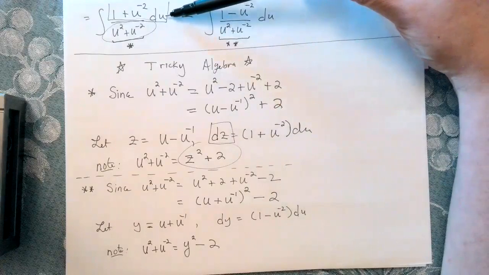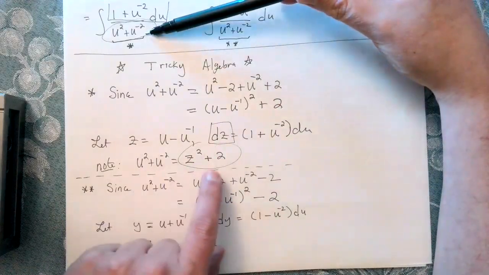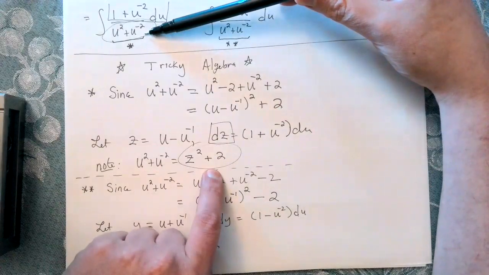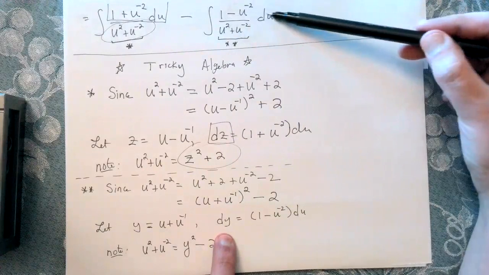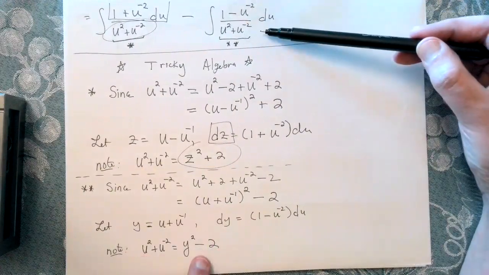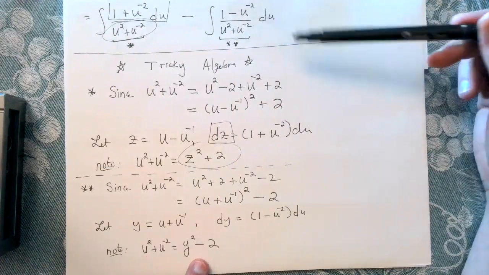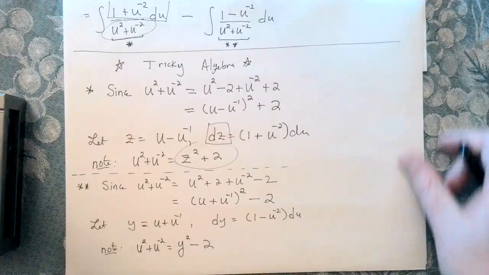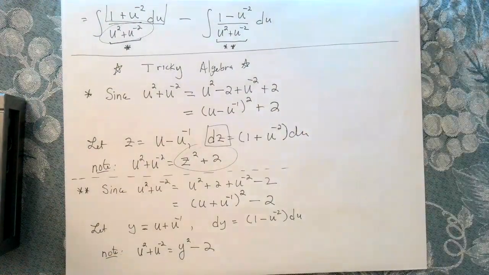So this will be replaced by this. This will be replaced with this. This portion gets replaced by dy. And then this portion gets replaced by this. Okay, so that should look a lot nicer when we do that. We should be in familiar Calc 2 territory.